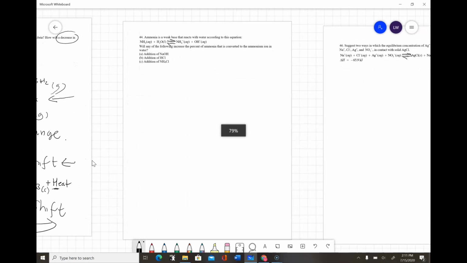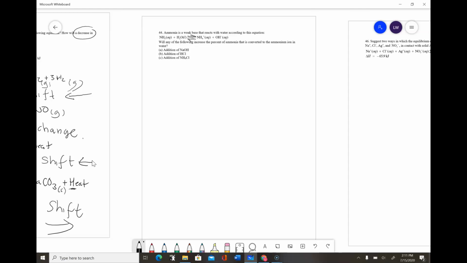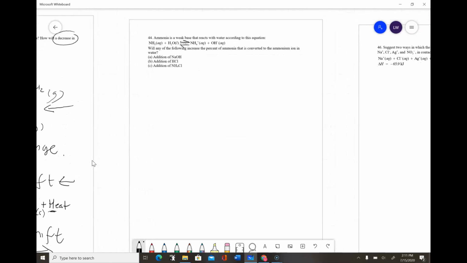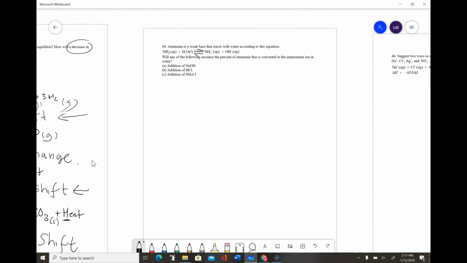Okay, now we're going to look at Le Chatelier's principle again, but this time we're going to add different chemicals to the equilibrium and see how it moves things around. Remember, we can change the concentrations of our reactants or products either by adding reactant or adding product, or we can remove product or remove reactant. But what we want to keep in mind is that we can do the removal in a couple of ways.